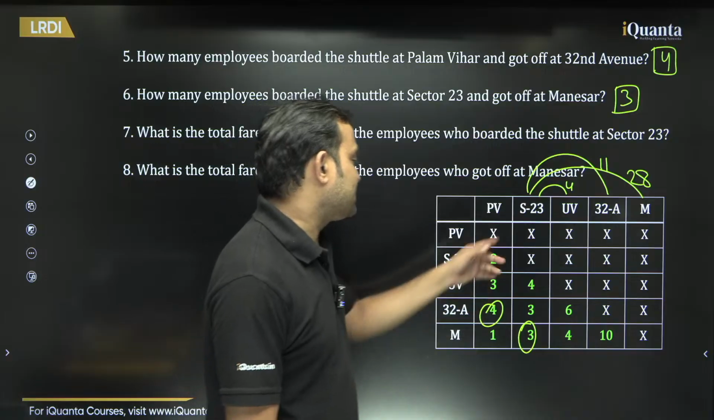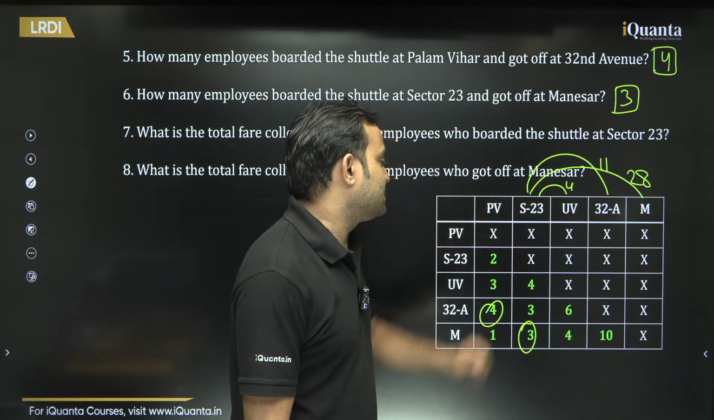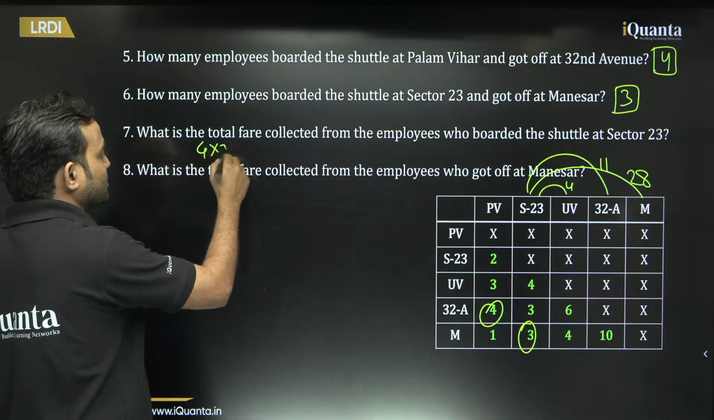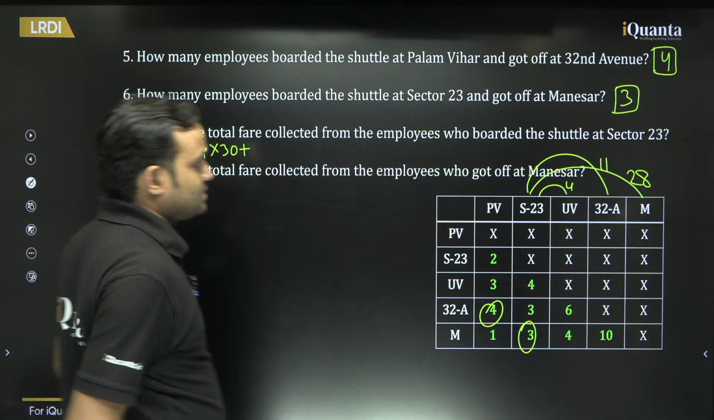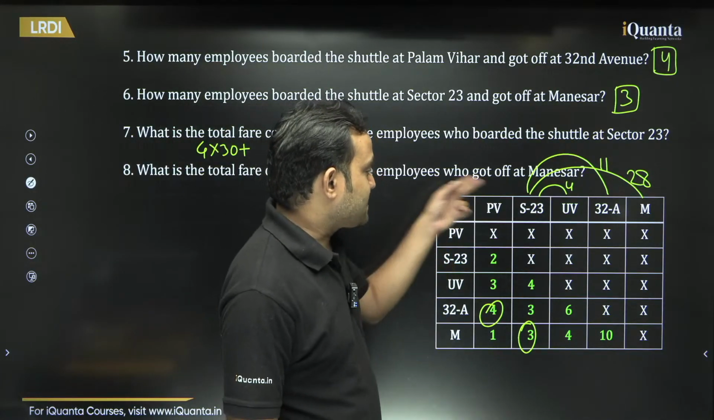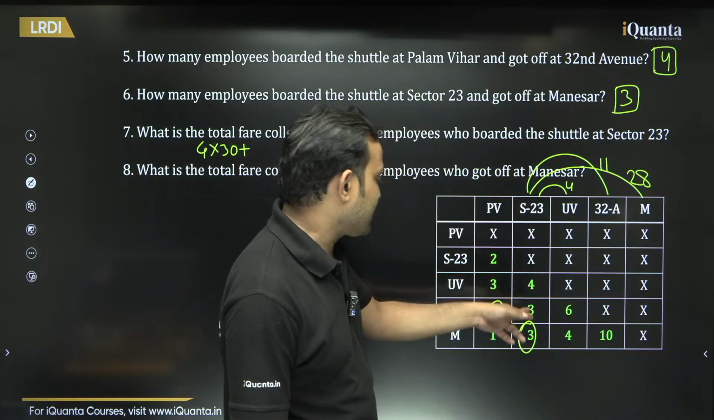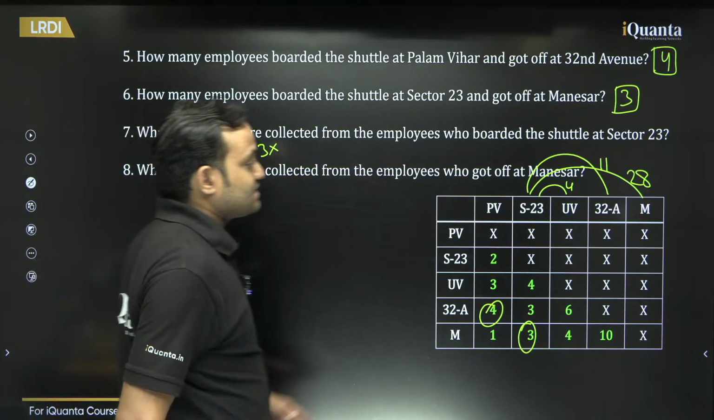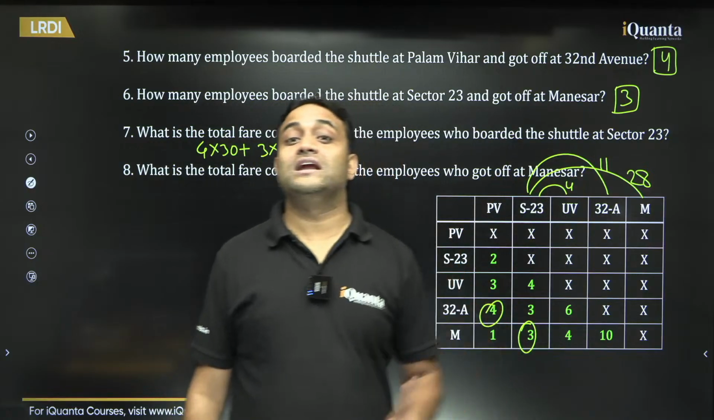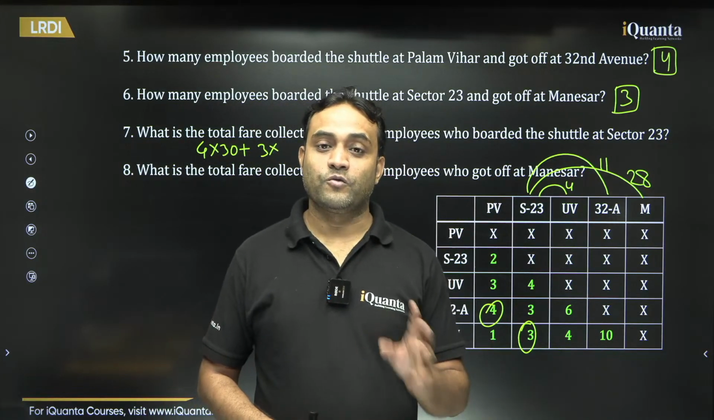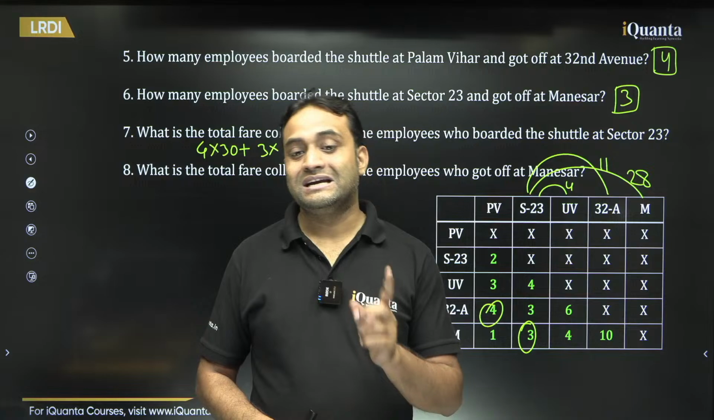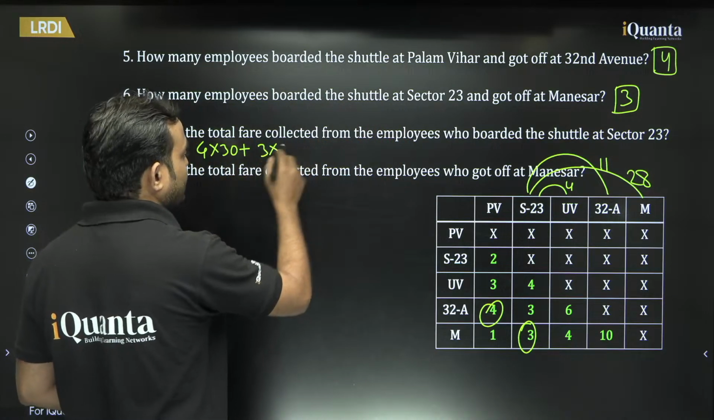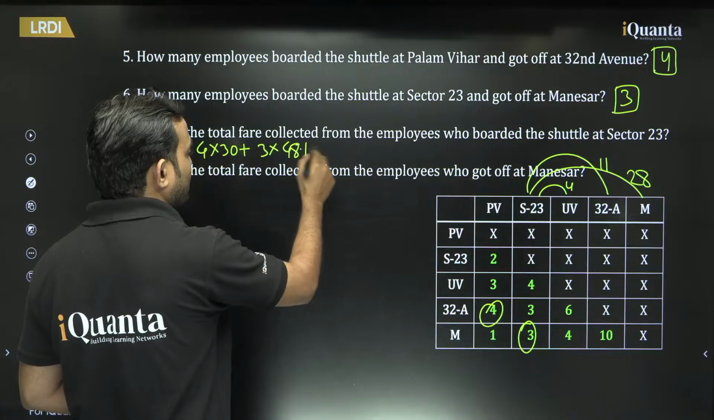Now, can I say these 4 employees covered a distance of 4 kilometers? So 4 into 30, plus. Now, from sector 23 to 32nd Avenue, there are 3 employees and the distance is 11. For 11 kilometers, what is the fare? For the first 5 kilometers, 30 rupees. Next 6 kilometers, 18 rupees. So 48. It will be 3 into 48, plus.